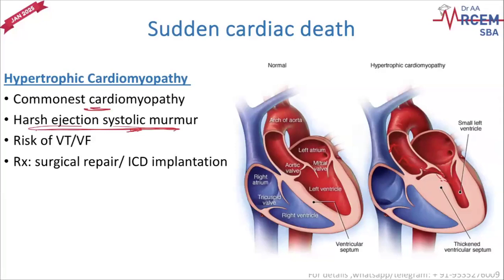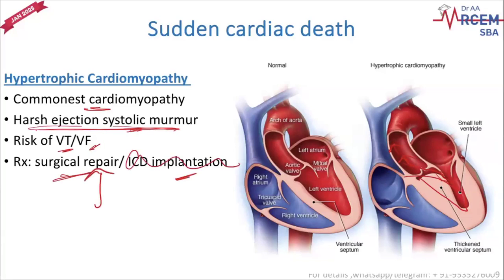This is one of the commonest cardiomyopathies. Okay, and it is at risk for VT and VF, ventricular tachycardia and ventricular fibrillation. What they do, if it is a young patient, is remove this enlarged part that is present, so surgical repair will be done. If it's an old patient, ICD implantation will be done, which is a rare thing. So usually surgical intervention is the preferred one.